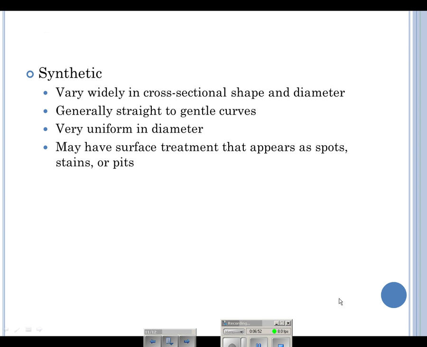Synthetic fibers vary widely in cross-sectional shape and diameter, and typically they're straight to gentle curves, but they're uniform in diameter. Because they're man-made, they are going to just be very uniform and the same diameter. And they may have surface treatments on them that appear as spots, stains, or pits from the treatment that they undergo to give them strength. So that would be something that would tell us a natural from a synthetic.